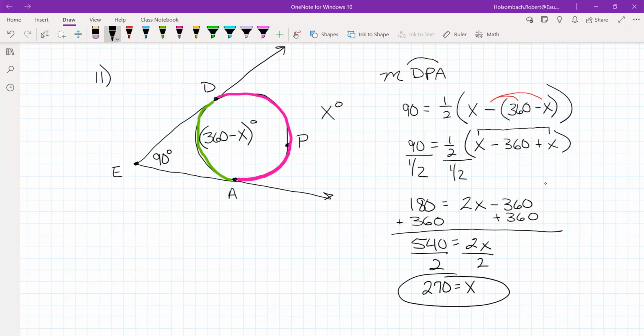So what they asked for was the measure of DPA. Well, there it is, 270 degrees.